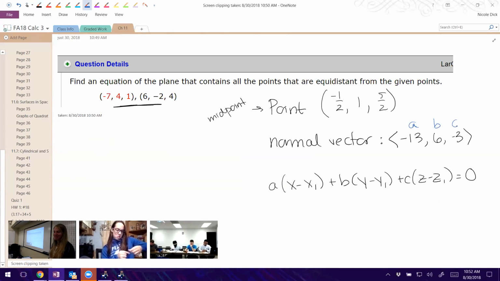I did cross product. On the second one for the quiz, you have to do cross product. So if you did cross product, you might not be wrong.